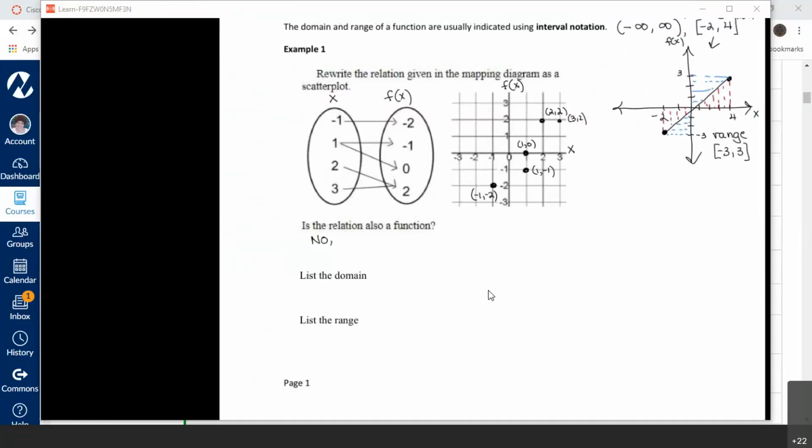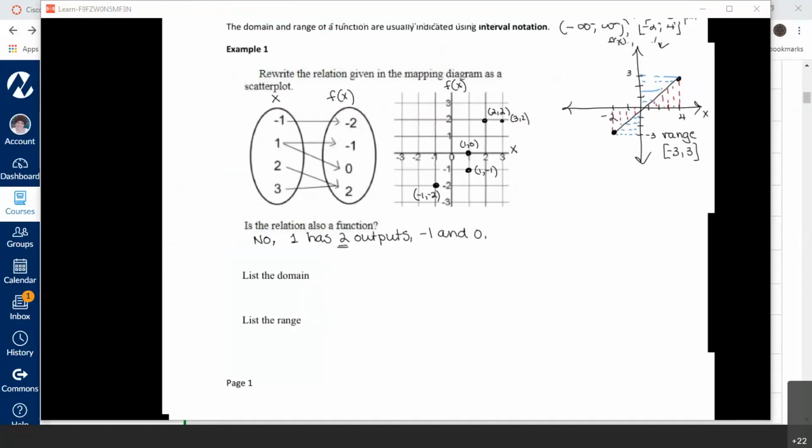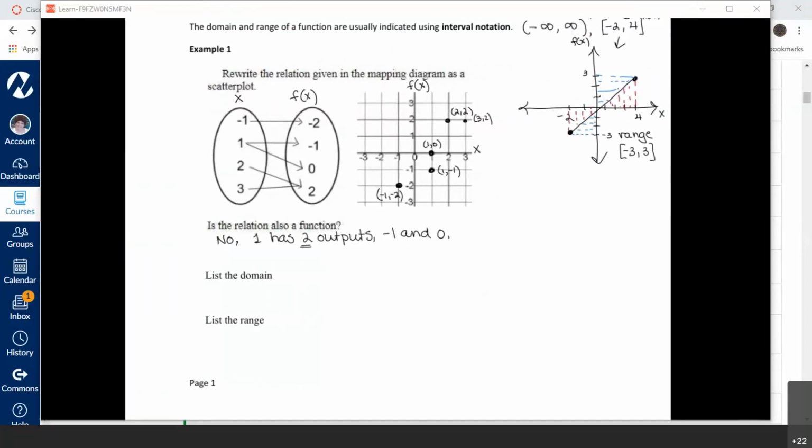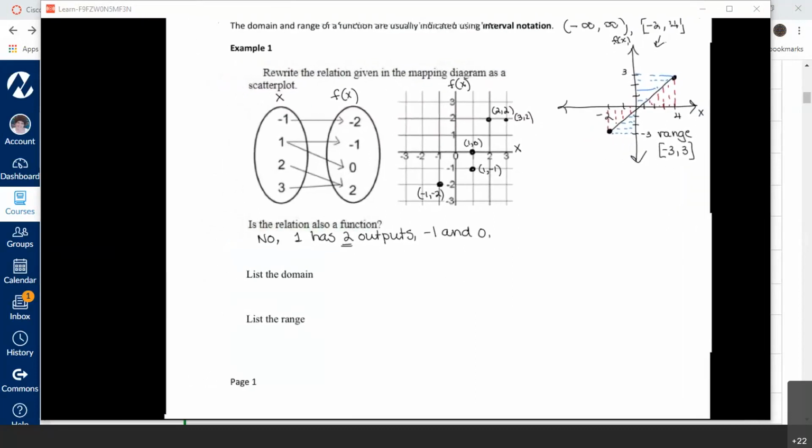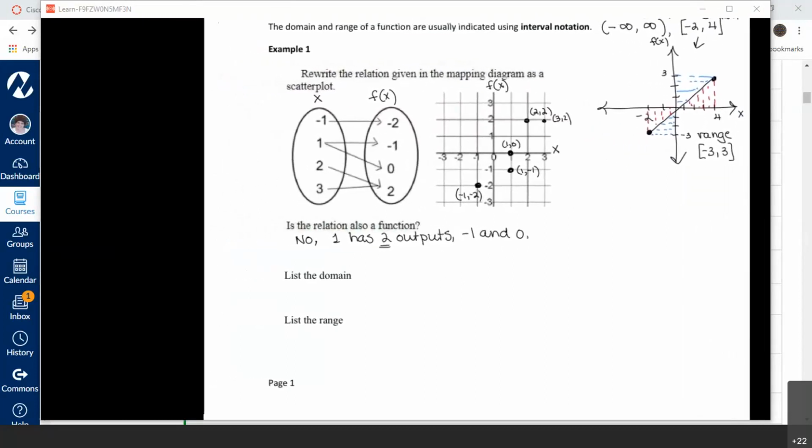Okay, and the problem is 1 has 2 outputs, -1 and 0. Okay, and that's a problem. Unique means only 1. Okay, so because that 1 has 2 separate outputs, that's what makes it not a function. Although it's now a relation, it's not a function.